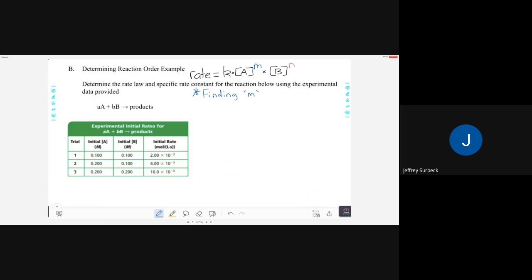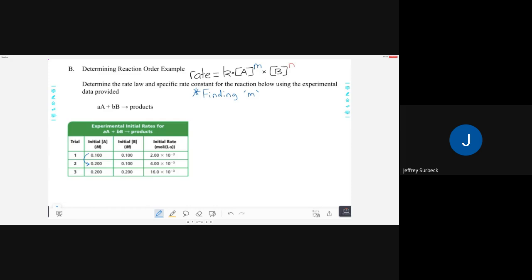Now we're interested in what happens to the concentration of A. So I'm going to draw a line between experiments 1 and 2, and I'm going to ask you this, okay? From experiments 1 to 2, the concentration started at 0.1 and it ended at 0.2. So we asked ourselves, from experiment 1 to 2, did it double, triple, quadruple, what happened in this scenario? It doubled, right? 0.1 to 0.2.